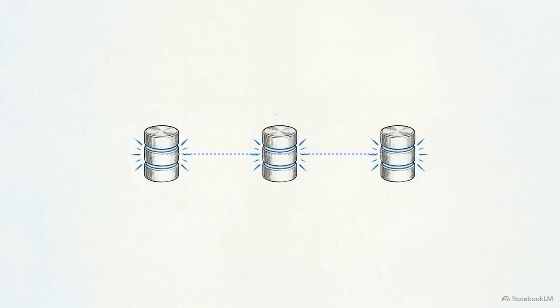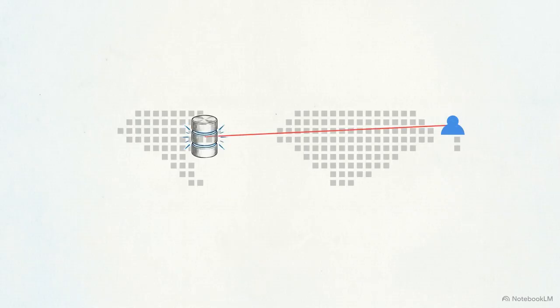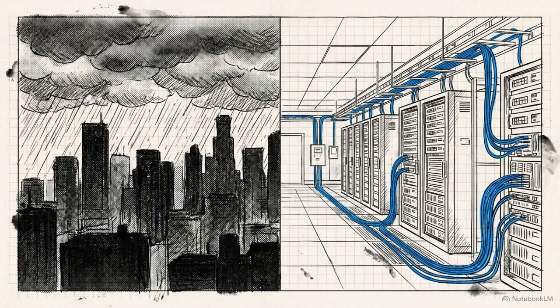To bypass this physical limit, engineers rely on replication. This is the practice of maintaining exact copies of a single dataset across multiple network-connected machines. Replication solves three distinct engineering objectives. First, it reduces geographic latency. By placing a copy of the database closer to the end user, you physically shorten the distance packets must travel over the network. Second, it provides high availability.